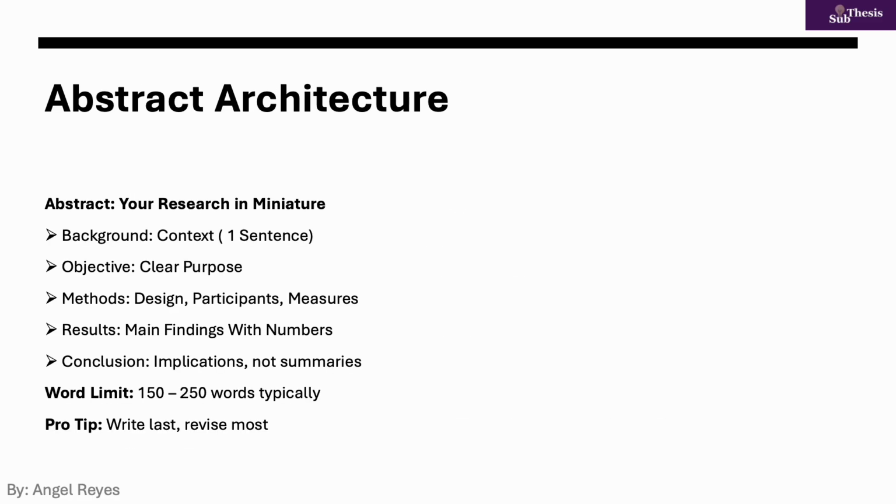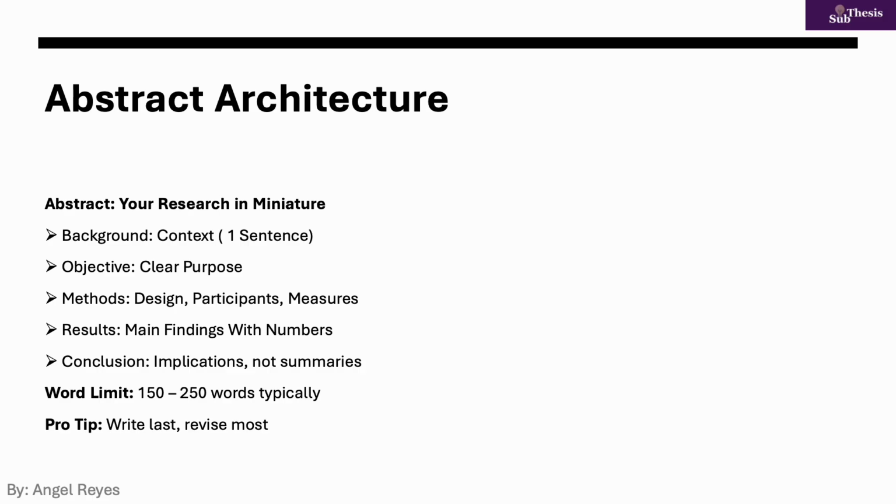Your abstract is your research in miniature, typically 150 to 250 words that could determine whether anyone reads further. Many journals now require structured abstracts with explicit headings: background, methods, results, conclusions. Even if not required, think structurally. Open with 1 sentence of context. Why this matters. State your objective clearly.